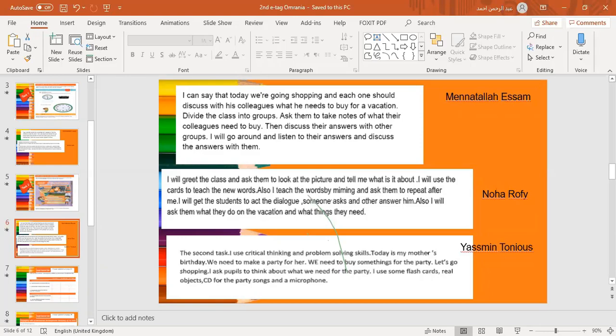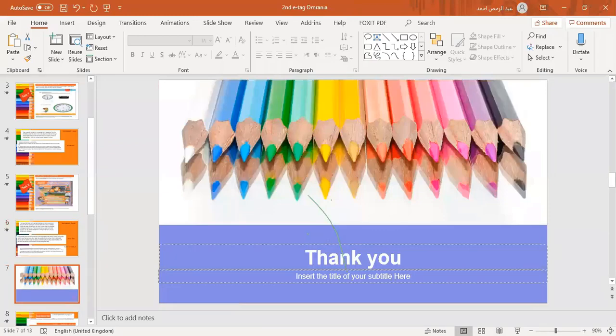I use some flashcards and real objects, this realia, and this is excellent for young age students. A CD for the party, songs, and a microphone to make the students sing and listen to their friends. Is that okay? That's a very excellent and good task from you all. Here are the samples we collected from your colleagues' answers. And now we'll turn to the next part of our session.